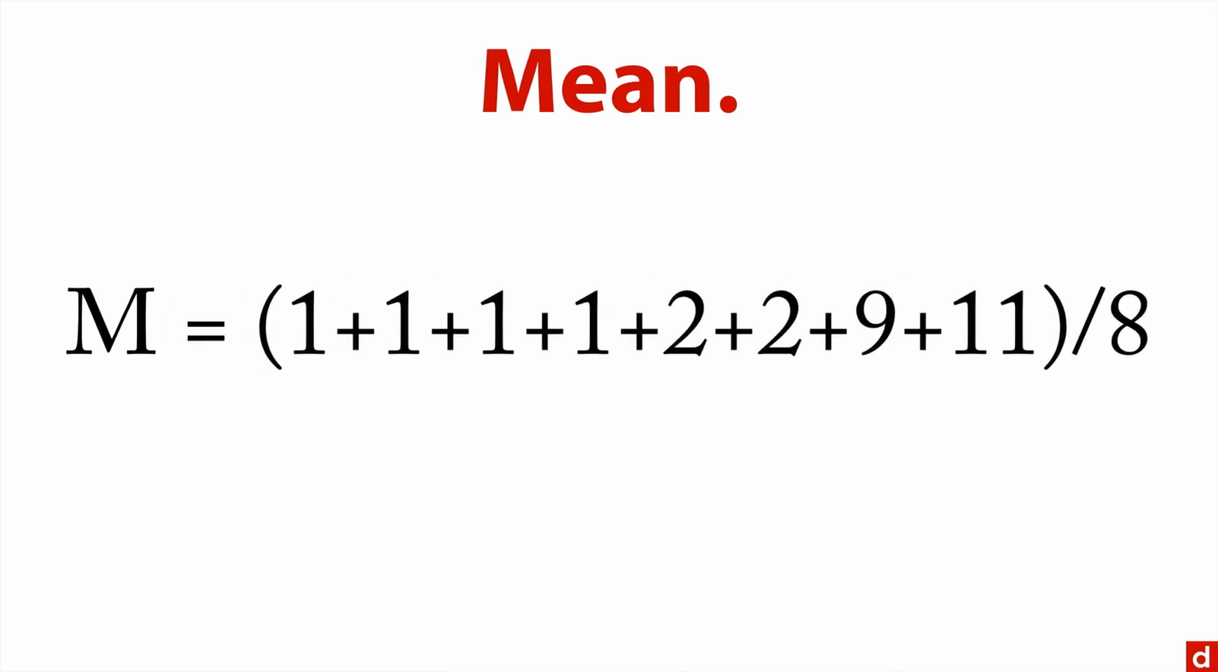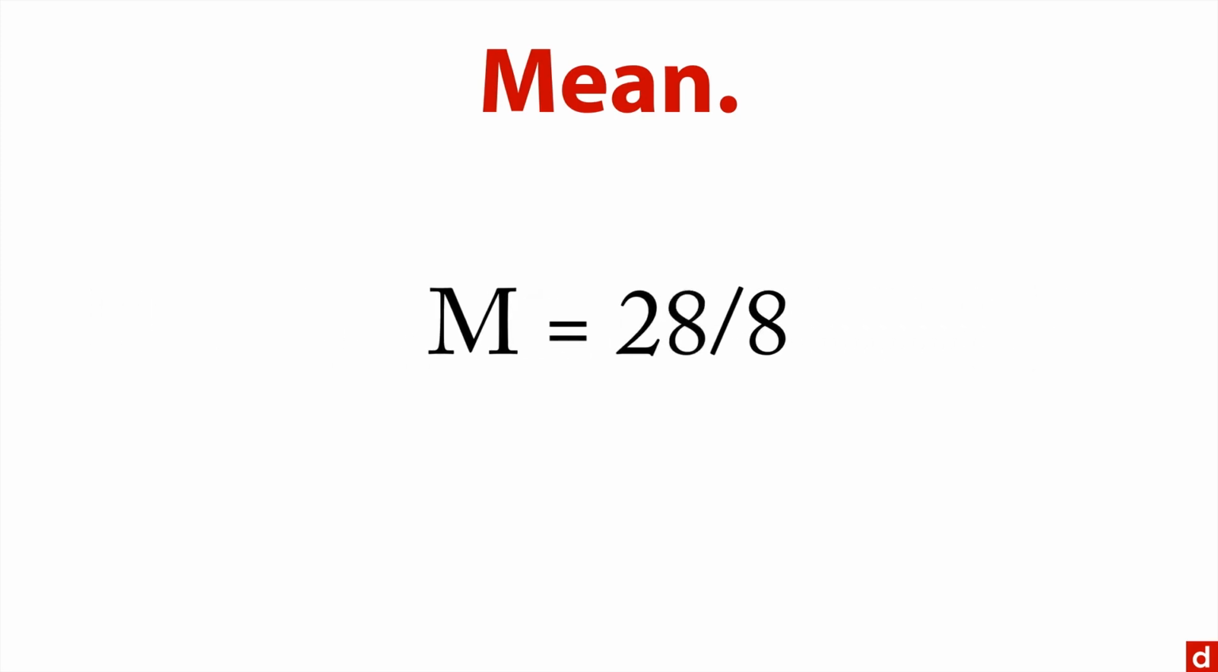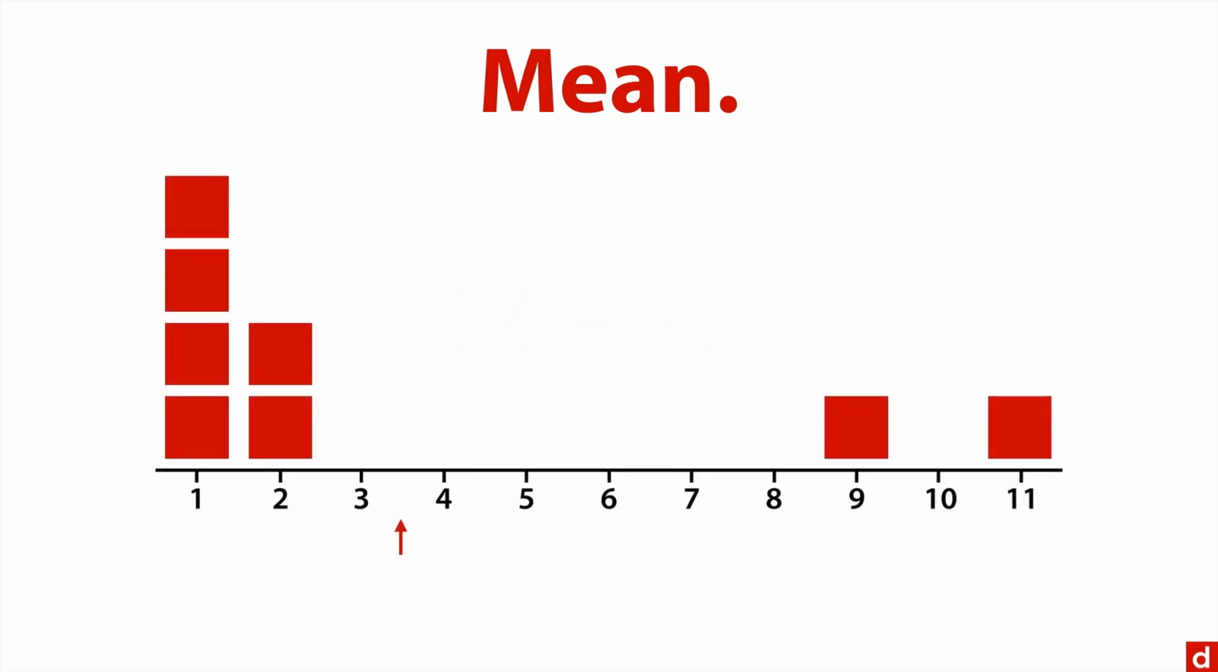1 plus 1 plus 1 plus 1 plus 2 plus 2 plus 9 plus 11. Add those all up and divide by 8, because that's how many scores there are. Well, that reduces to 28 divided by 8, which is equal to 3.5. If you go back to our little chart here, the 3.5 is right over here. You'll notice there aren't any scores exactly right there. That's because the mean tends to get very distorted by outliers. It follows the extreme scores.